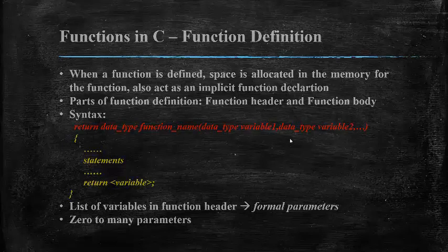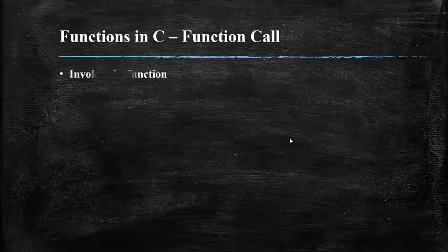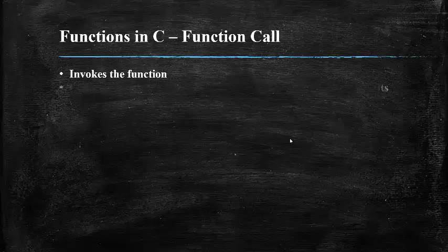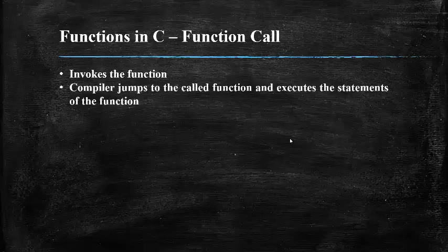Moving on further, we are going to discuss the function call. A function call happens inside a main function or any other function, which means a function call is trying to invoke the function. The compiler jumps to the called function and executes all the statements written inside the body of the function. Once the function call happens, the compiler will pass the control to the function definition. That is, the function header will be accessed with its return type, its name, as well as the input arguments that are getting passed, and then it will execute the body of the function.